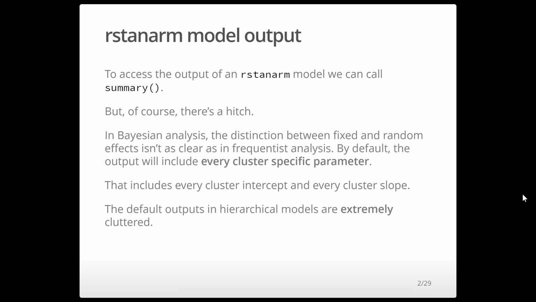In Bayesian analysis, there really isn't as clear a distinction between fixed and random effects. By default, the summary output will include every cluster-specific parameter. That includes every cluster intercept and every cluster slope. So if you have 100 clusters and you include random intercepts, you're definitely going to get 100 intercepts. And if you include random slopes, you're going to get 100 slopes for every parameter that had random slopes. That makes the default output extremely cluttered when you have a lot of clusters.